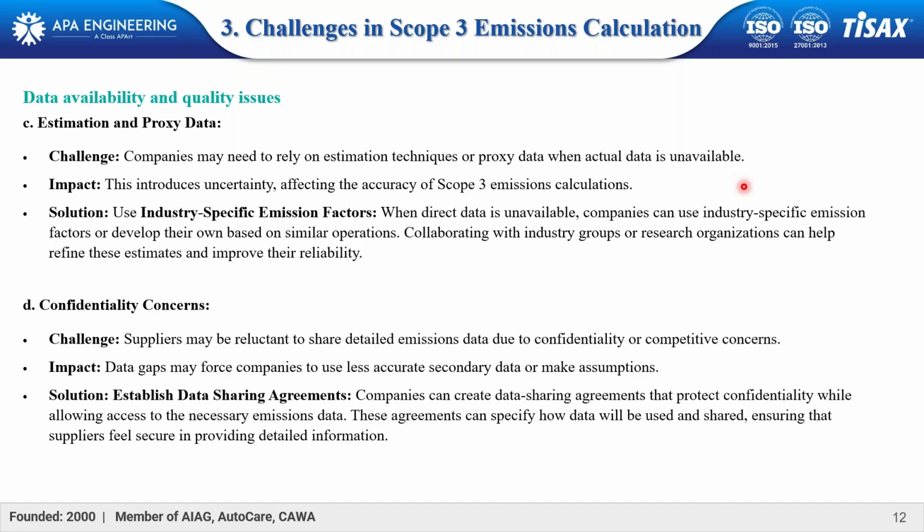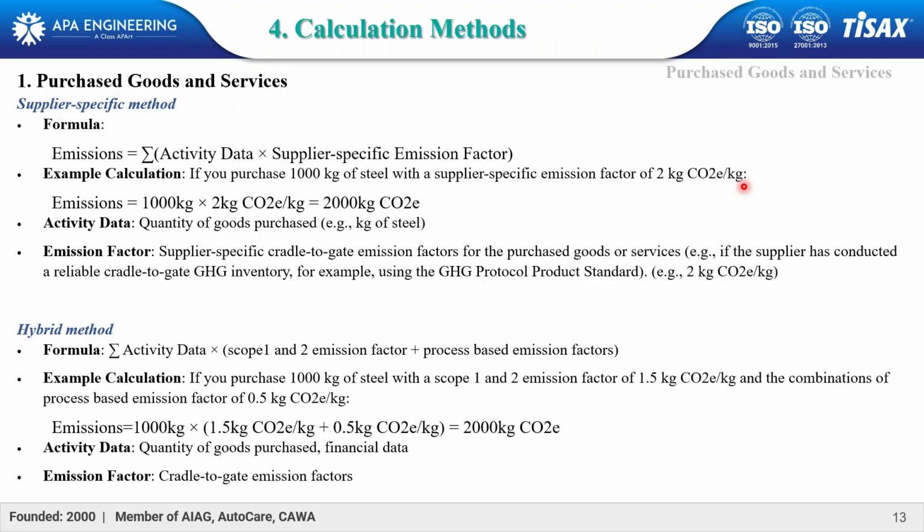These challenges highlight the complexities involved in scope 3 emissions. But with strategic approaches, companies can overcome these hurdles and improve the accuracy and reliability of their emission data. We'll explore the various calculation methods available, ranging from supplier-specific methods to spend-based approaches. Each method has its own advantages, limitations, and ideal use cases, so it's important to know when and how to apply them.